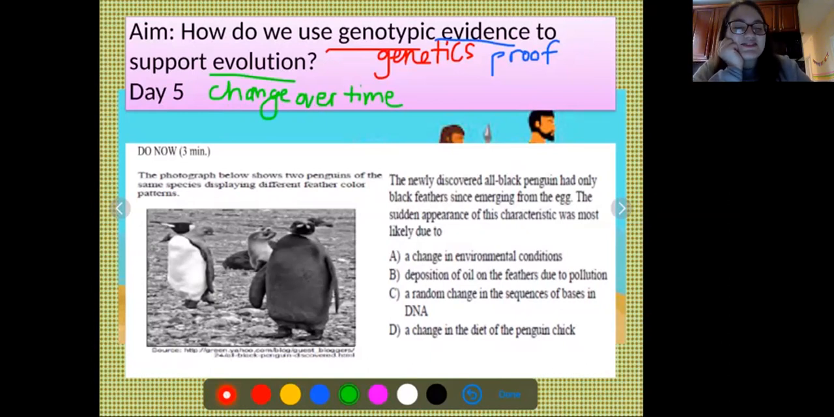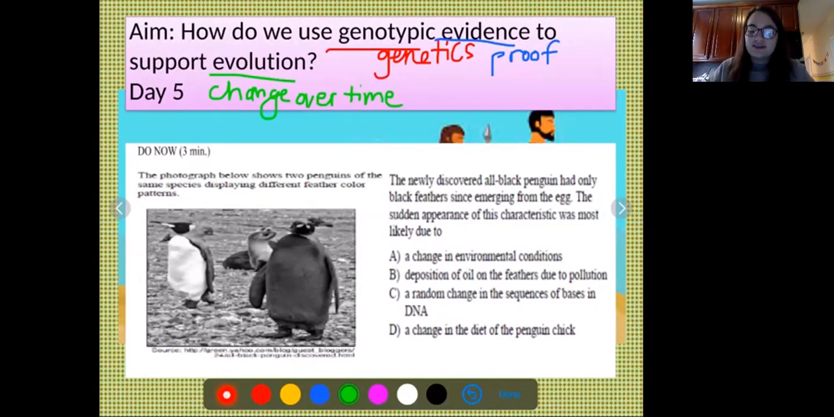All right, so our do now. The photograph below shows two penguins of the same species displaying different feather color patterns. The newly discovered all-black penguin had only black feathers since emerging from the egg. The sudden appearance of this characteristic was most likely due to what? Was it A, a change in environmental conditions, B, deposition of oil on the feathers due to pollution, C, a random change in the sequences of bases in DNA, or D, a change in the diet of the penguin chick?